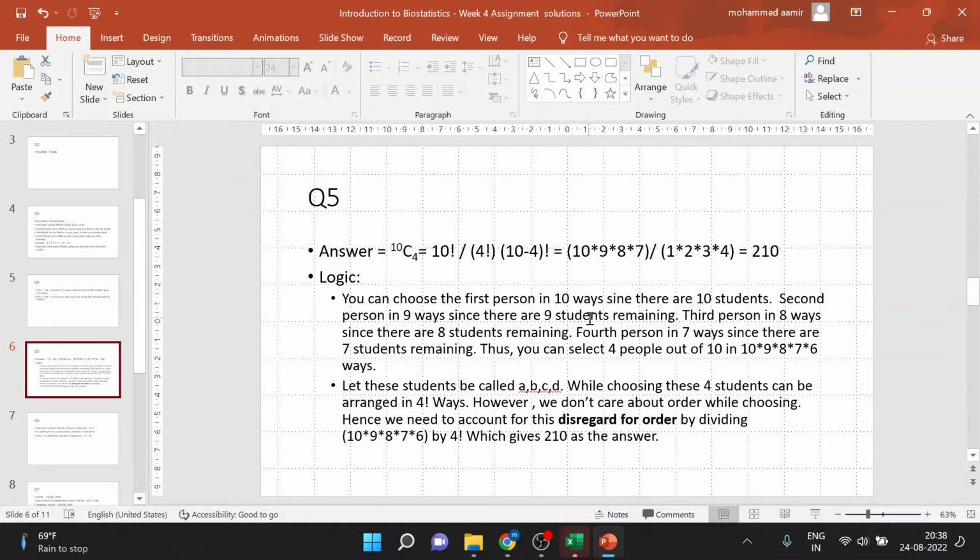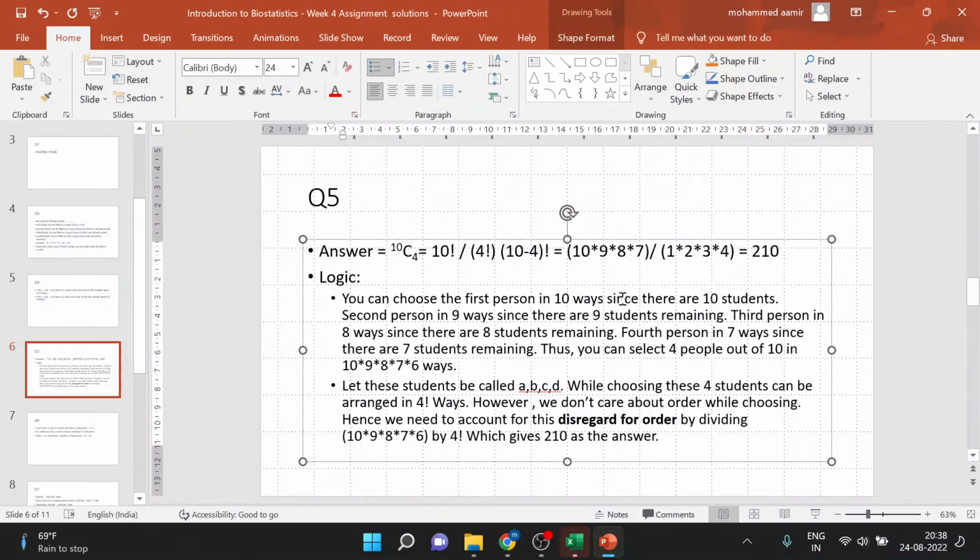But to solve it logically, you can think of it in the following manner. As we did in the previous question, you can choose the first person in 10 ways, since there are 10 students, second person in 9 ways, third person in 8 ways, and fourth person in 7 ways. So the total number of ways you can choose 4 students out of 10 is basically 10 into 9 into 8 into 7. Sorry, this should be 7. Okay. And then let these students be called A, B, C, D.